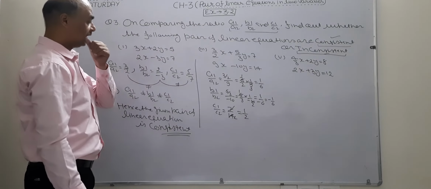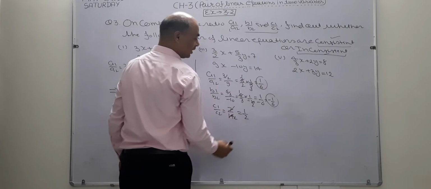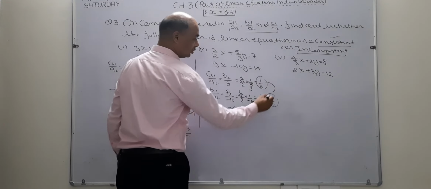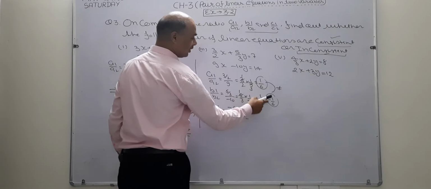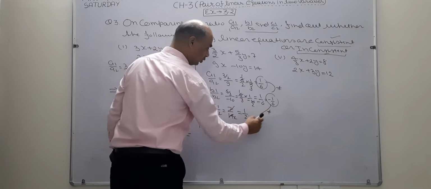Now I want to compare the ratio. See, here I write 1 by 6, here 1 by minus 6. Are these two equal? No, these two are not equal because one is positive, another is negative. It is not equal. Now see, are these two equal? No, this is not equal.